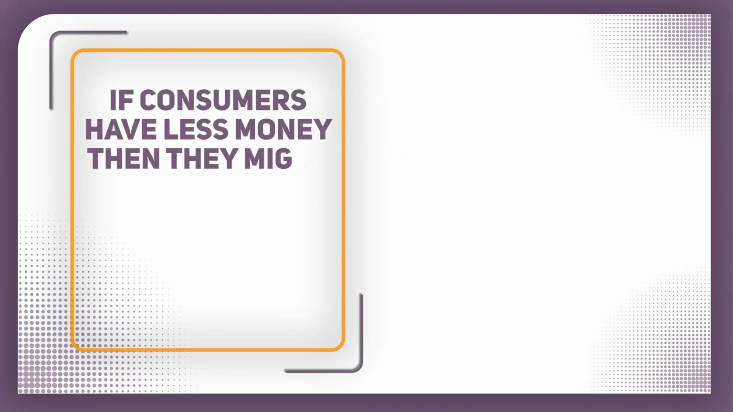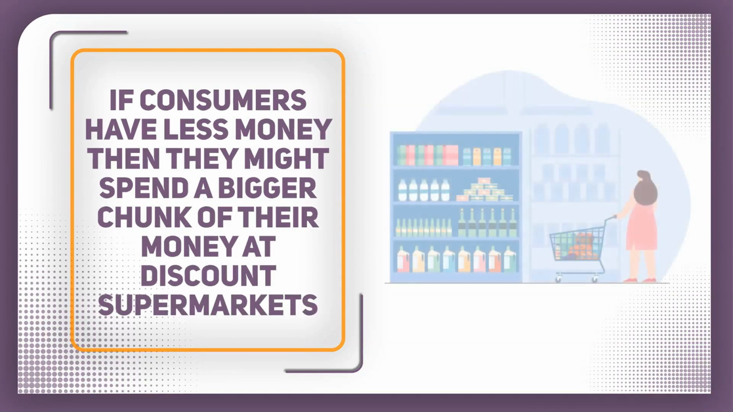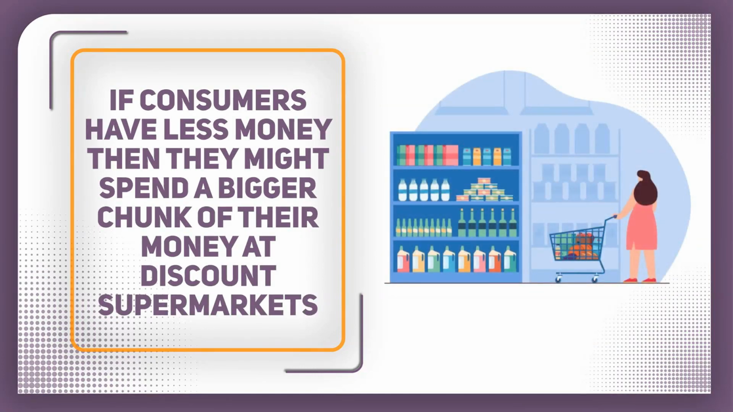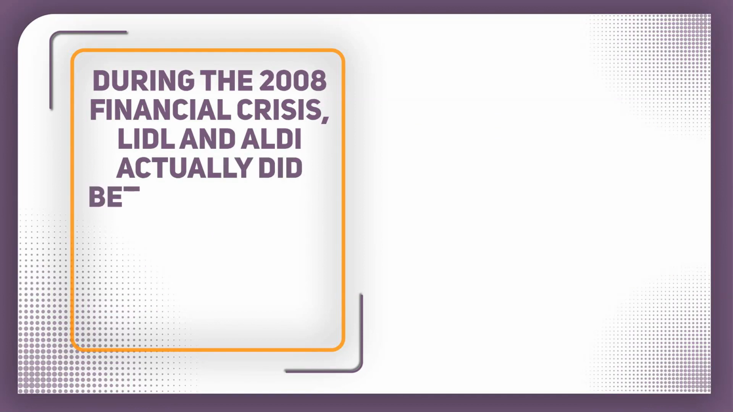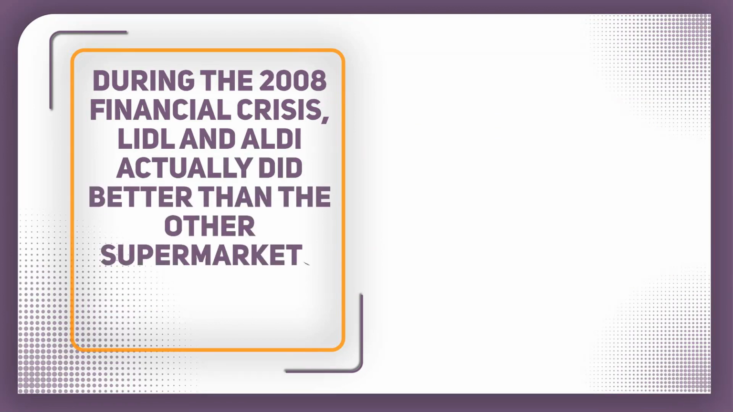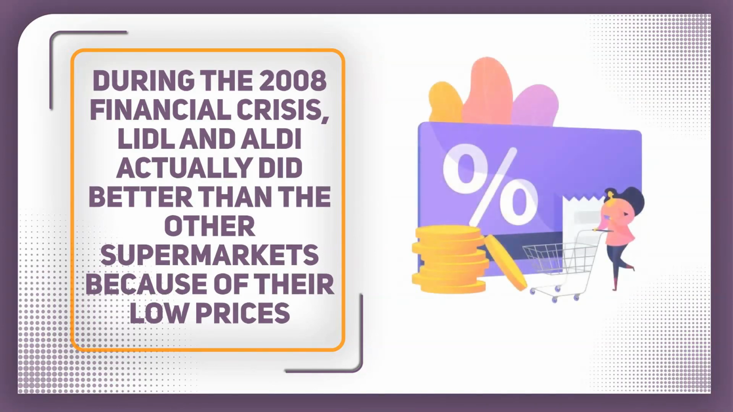And this is because if consumers have less money, then they might spend a bigger chunk of their money at discount supermarkets or pound shops, where the focus is on low prices. Or they might get the bus instead of using a car or ordering an Uber. During the 2008 financial crisis, Lidl and Aldi actually did better than the other supermarkets because of their low prices. This makes sense. If people have less money, then they are going to try and spend, well, less.